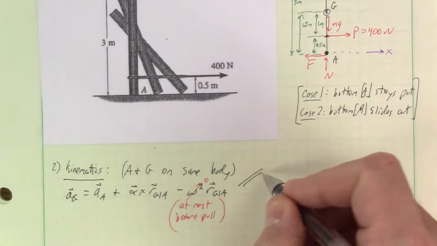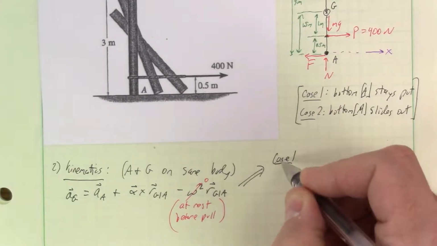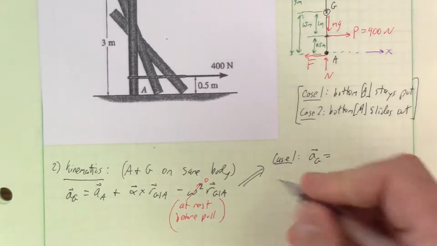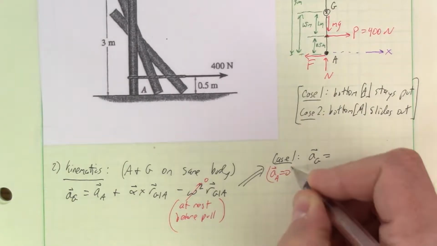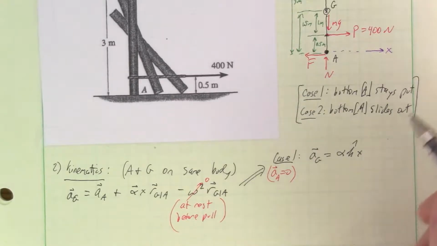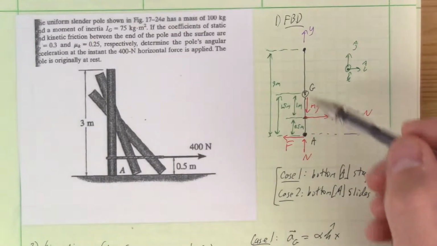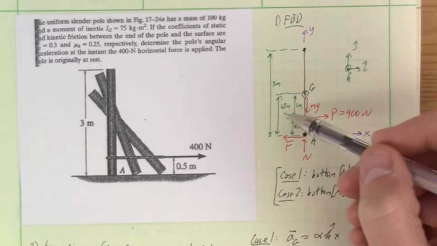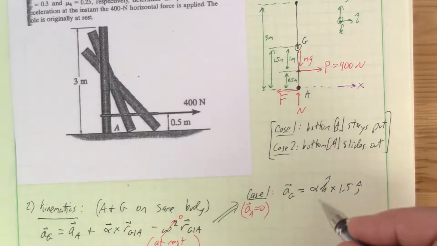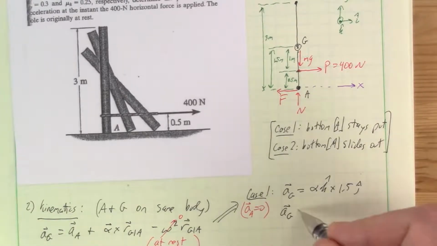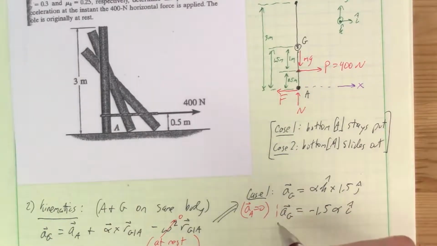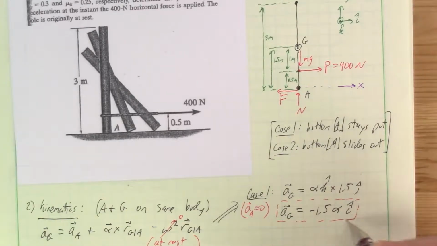Okay, so now this is going to take on 2 varieties. Case 1 is where the acceleration of A is 0. So the acceleration of G is just alpha k hat crossed with the position vector to go from A up to G, which is 1.5 in the positive j hat direction, 1.5 j hat. And k hat cross j hat is minus i hat. So a_G for case 1 is going to be minus 1.5 alpha i hat. We'll give that a nice dashed box, because we'll probably be referring to that later.